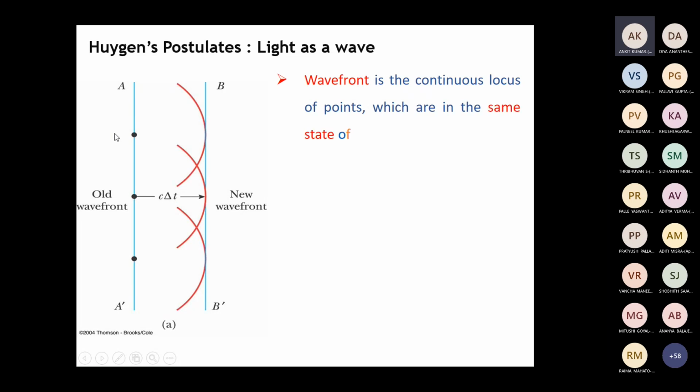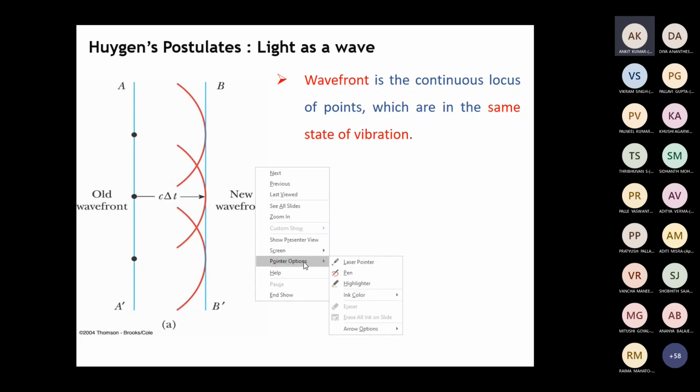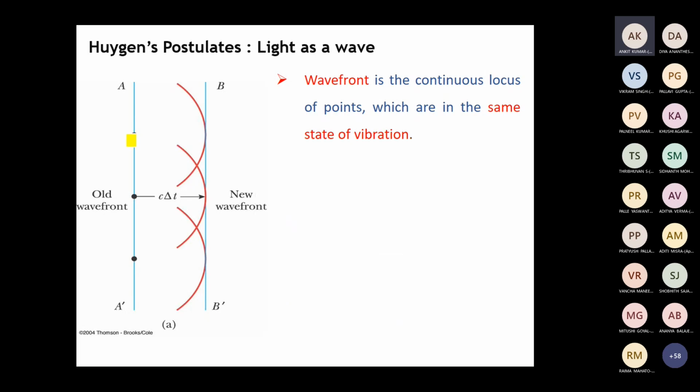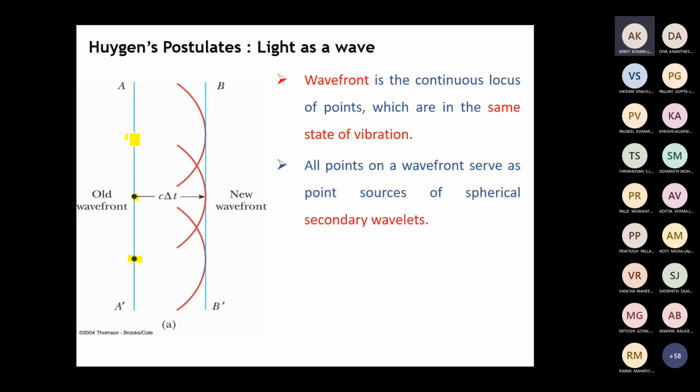So we all know the wavefront is a continuous locus of points which are in the same state of vibration, right? So you can see here, they all are in the same state of vibration. All points on the wavefront will serve as a point source of spherical secondary wavelets.